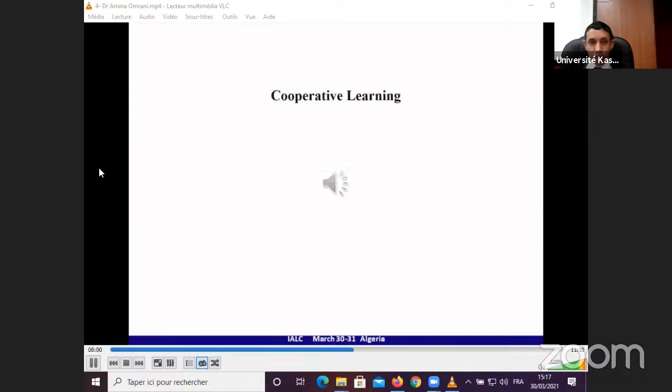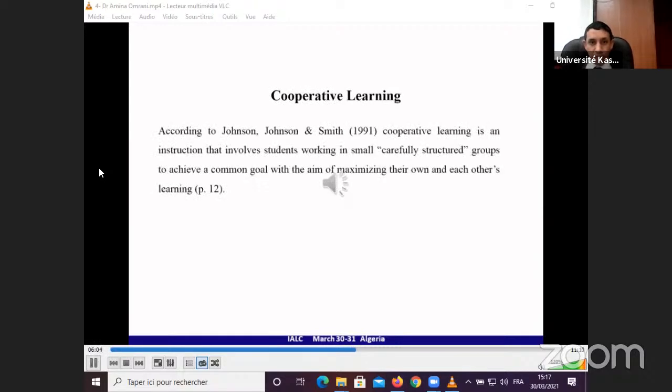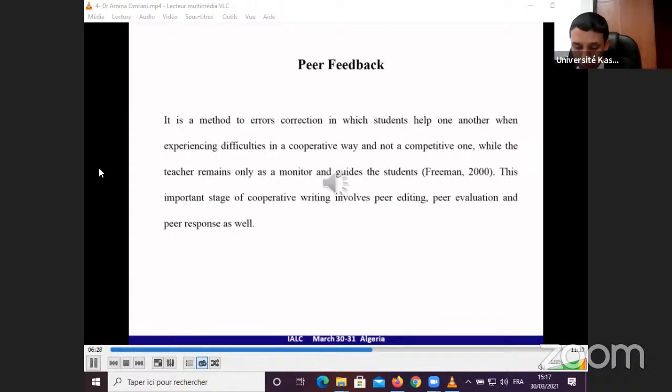Of course, first we start with defining the concepts of cooperative learning and peer feedback. According to Johnson and Smith, cooperative learning is an instruction that involves students working in small, carefully structured groups to achieve a common goal with the aim of maximizing their own and each other's learning. While peer feedback is a method to urge correction in which students help one another when experiencing difficulties in a cooperative way and not a competitive one, while the teacher remains only as the monitor and guides the students. This important stage of cooperative writing involves peer editing, peer evaluation, and peer response as well.